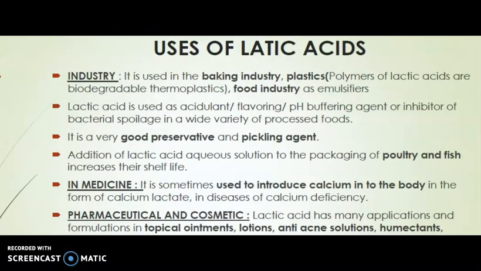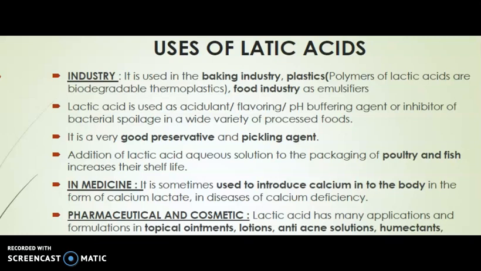Now let's see the basic uses of lactic acid. It is used in the baking industry. Polymers of lactic acid are biodegradable thermoplastics, so it is used in the manufacture of plastics. In the food industry it is used as an emulsifier, acidulant, flavoring, and pH buffering agent or inhibitor of bacterial spoilage in a wide variety of processed foods.